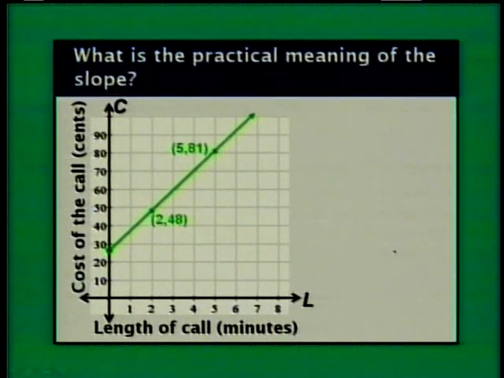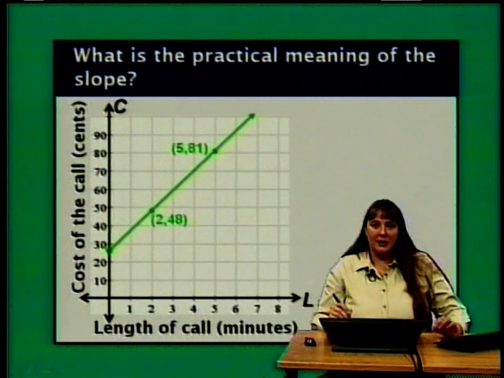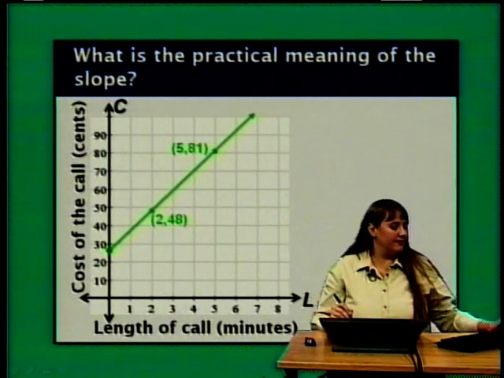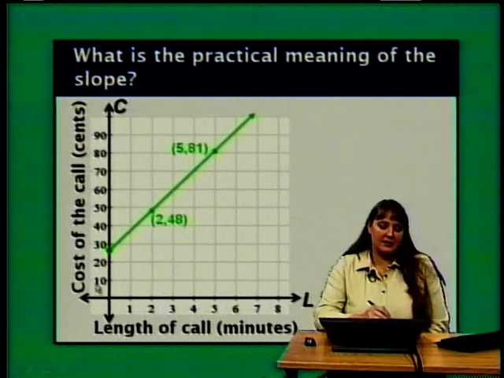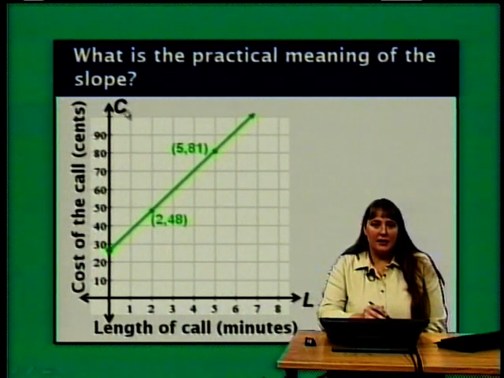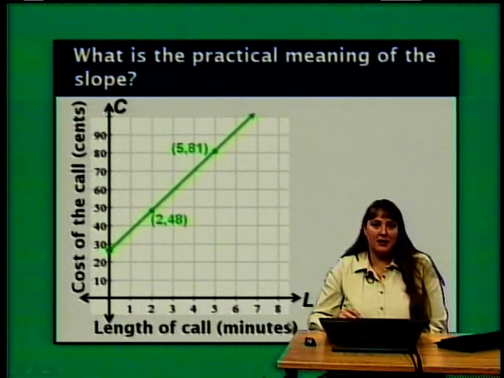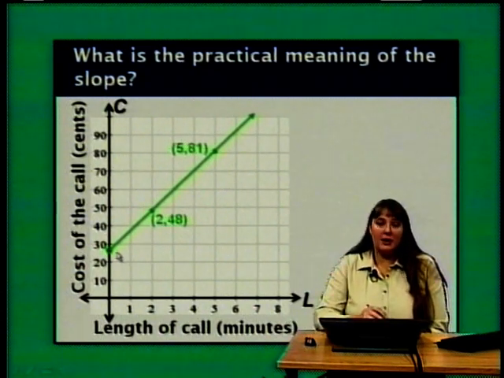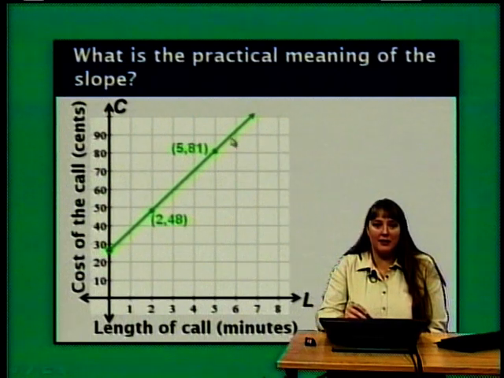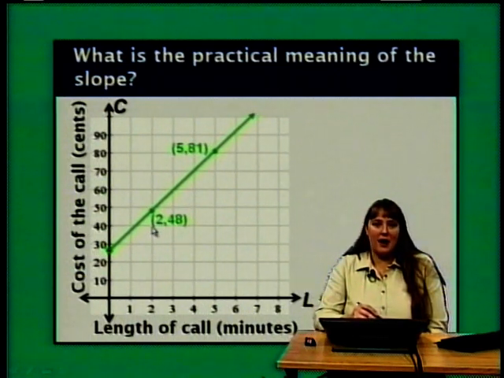Well, let's think about what this means in practical terms. Again, let's look at our graph for a minute. The cost of the call in cents is my definition of my dependent variable C. My independent variable L represents the length of the call in minutes. The cost of the call depends on the length of the call. If I look at my line from left to right, the line is going upwards. The line is increasing. So the cost of the call is increasing.